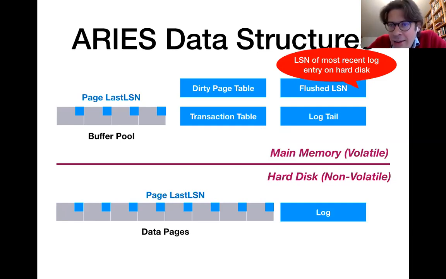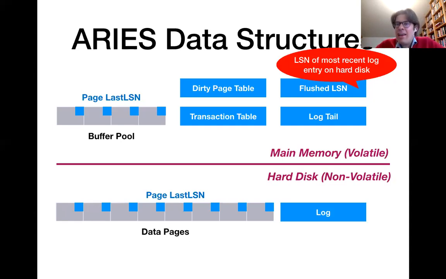The flushed LSN keeps track essentially of where the log tail starts. So using the flushed LSN, we keep track of which log entries have already been made persistent on hard disk. This essentially captures the LSN, which stands for the log sequence number, and that is a unique identifier for the line in the log file, essentially. And the flushed LSN is essentially the last log line that made it already to hard disk.